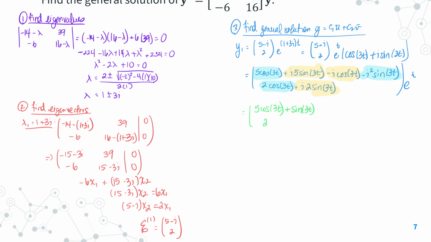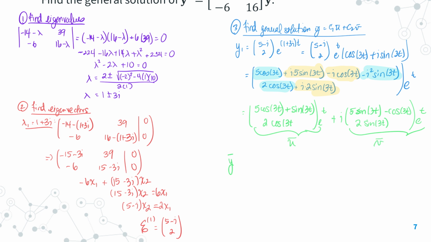And in the second row, we just have the 2 cosine of 3t. This is all times e to the t, right? And then plus i, and then all of this will be 5 sine 3t minus cosine 3t, and just 2 sine of 3t. And all that is also times e to the t. This is u, and this minus the i is v.